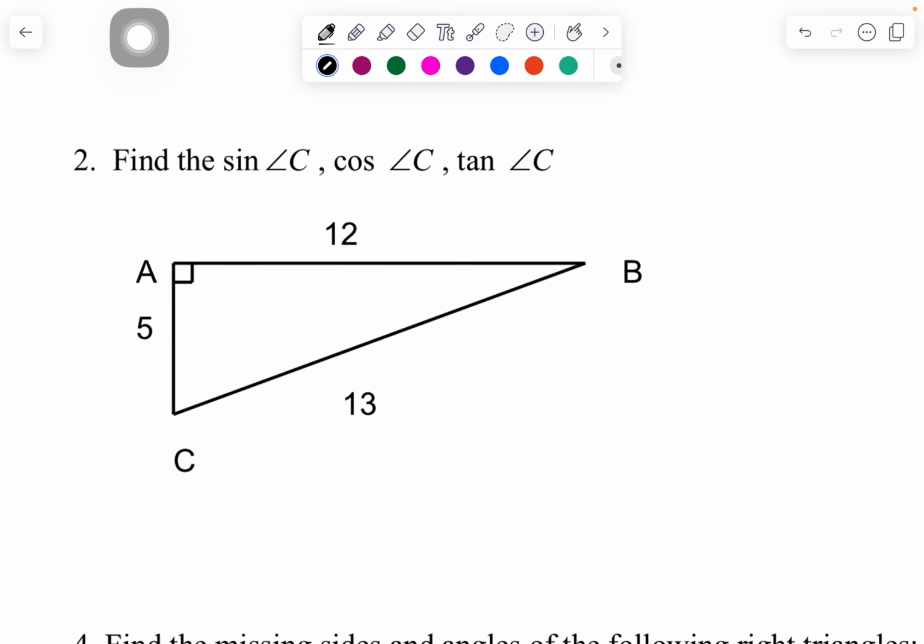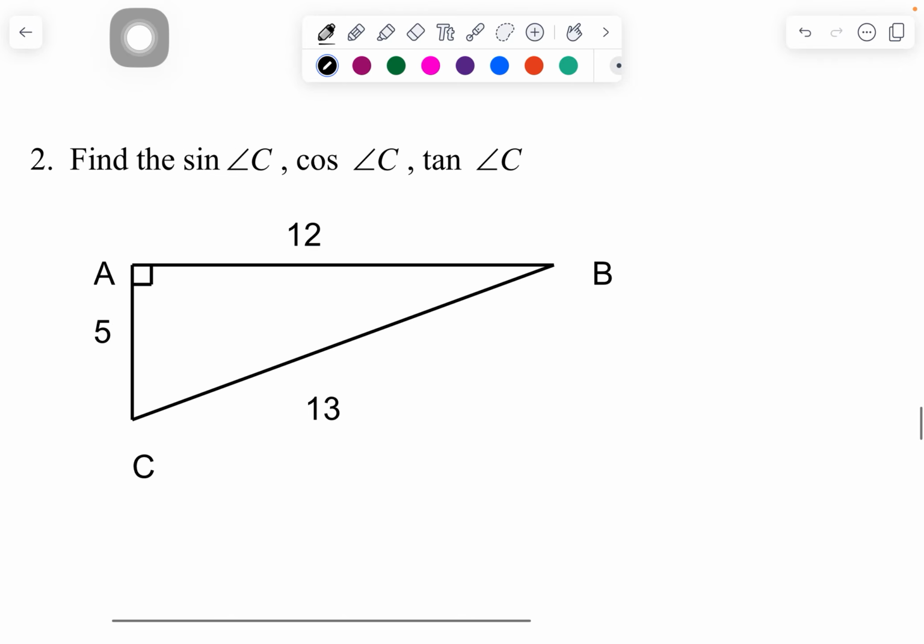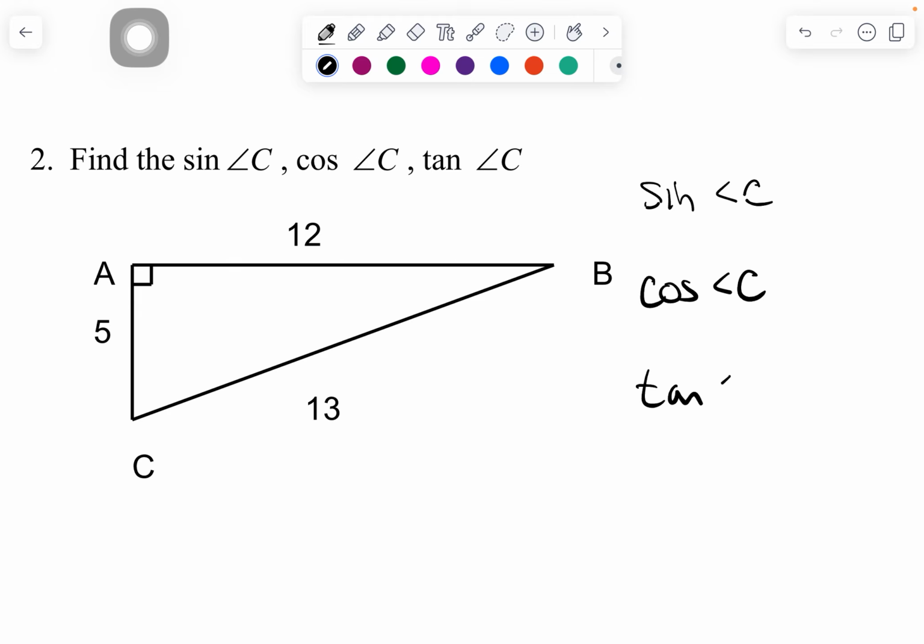So question number 2, I want you to find the sine, cosine, and tangent of angle C. So I'm going to make a little list here. Sine of angle C, I can't spell, so give me a second here. There's cosine angle C and tangent of angle C. All right, and each one of these is a ratio. So first thing I'm going to do is find angle C. All right, here is angle C. And I want to label the triangle with the opposite side, the adjacent side, and the hypotenuse.